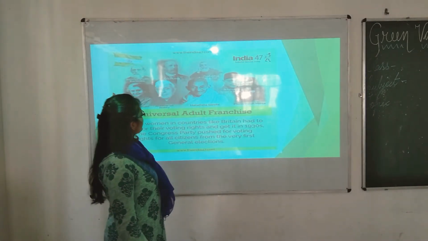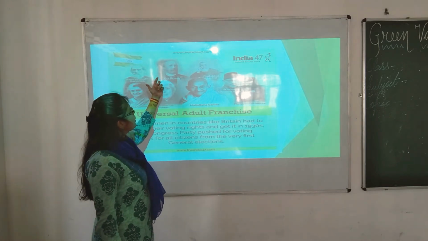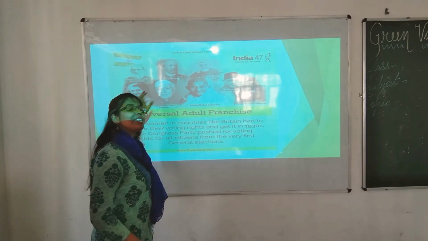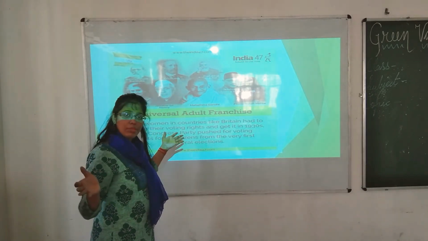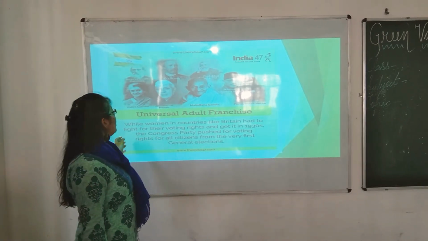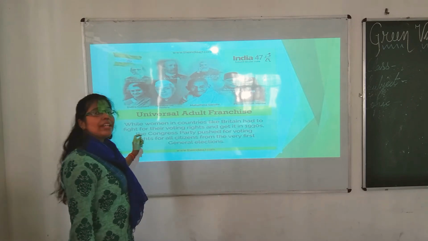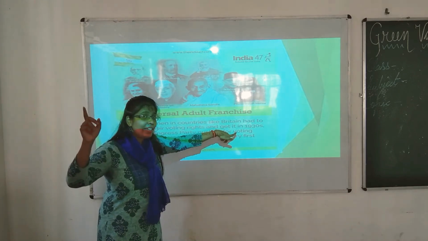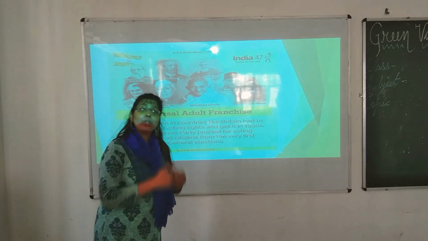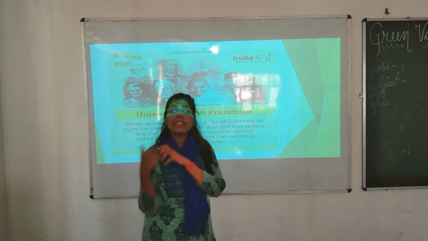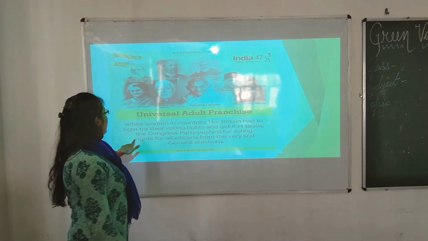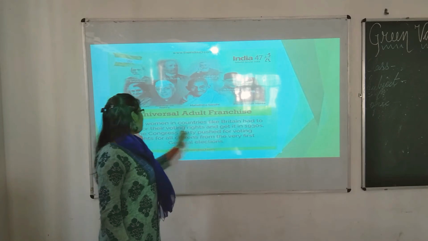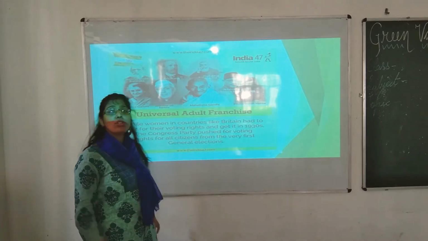Now see, you can see a picture, it's a good picture. I've just taken the snaps. You can see leaders here, the political leaders, those who played a vital role in making India free from the control of other nations. So universal adult franchise. While women in countries like Britain had to fight for their voting rights till the 1930s and finally got it in the 1930s, what did our leaders do? The Congress party, that time the emerging party, the leaders were basically Congress leaders. They pushed for voting rights for all the citizens from the very first general election.